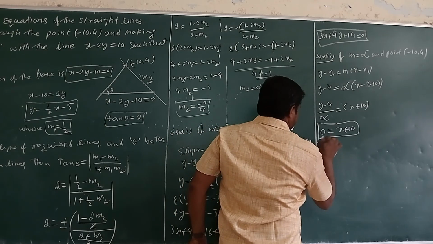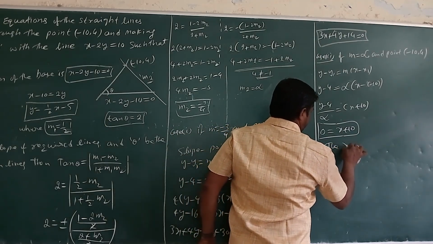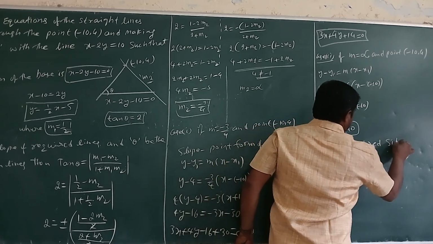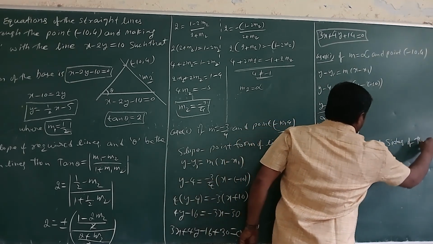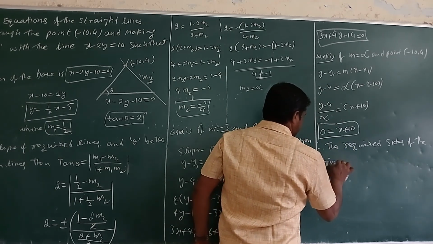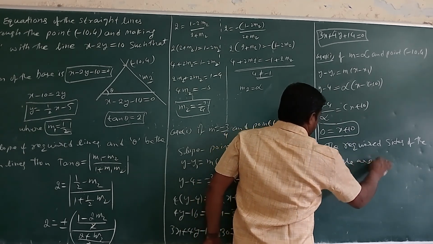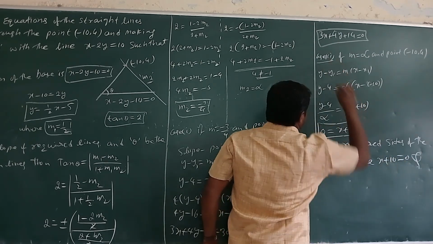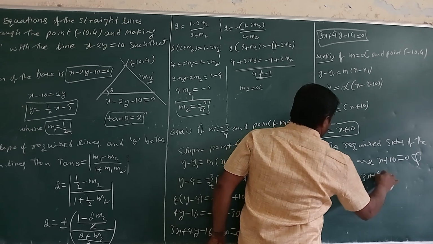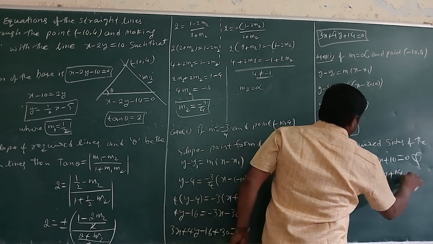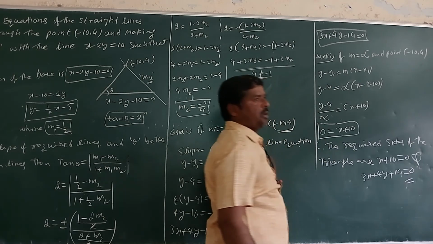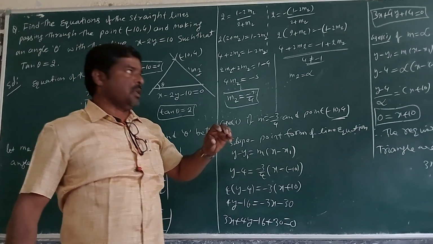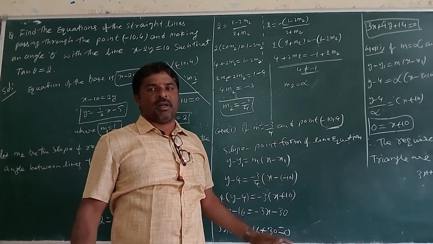Therefore, the required sides of the triangle are x plus 10 equals 0 and 3x plus 4y plus 14 equals 0. In Intermediate 1B, the 18th question will be from these models only, almost 99% of the time these models come.